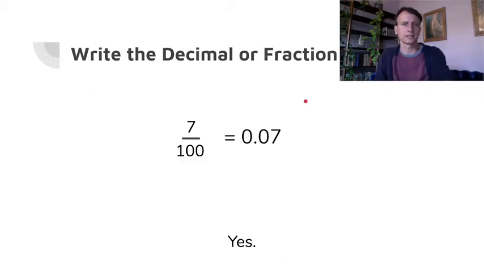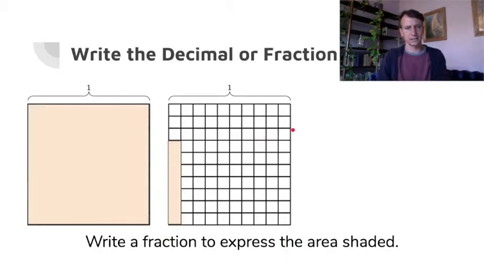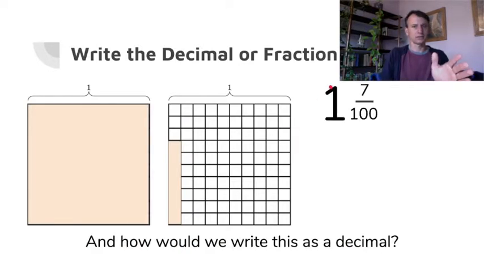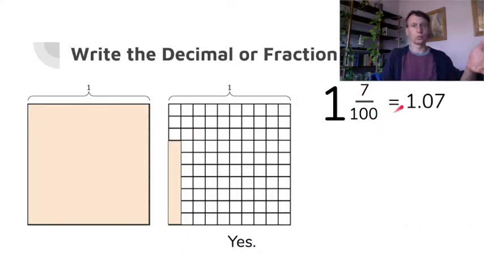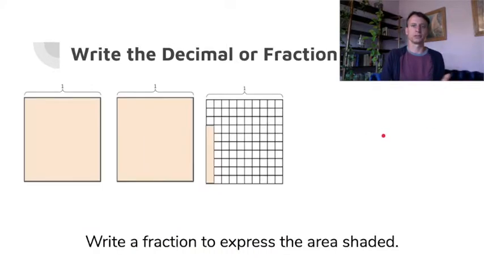So go back for a second. Look at that. That's 7 hundredths. This is 1 and 7 hundredths. What would that look like as a fraction? Okay, mixed number here. 1 and 7 hundredths. And how about as a decimal? Same thing. 1 and 7 in the hundredths place. Beautiful. Here's another one. Now we have 2 wholes.